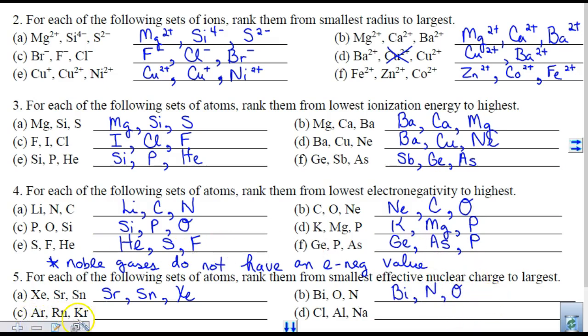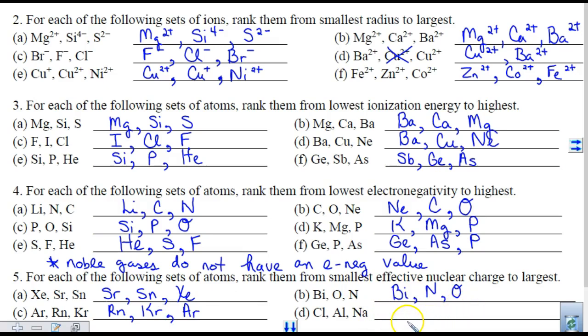In question C, we're comparing noble gases. So pause the video and put those in the correct order. So our least effective nuclear charge is going to be our noble gas that's located lowest in the column, and that would be radon out of this set. And then as we work our way back up, we get to krypton, and then of the three, argon will have the highest effective nuclear charge.